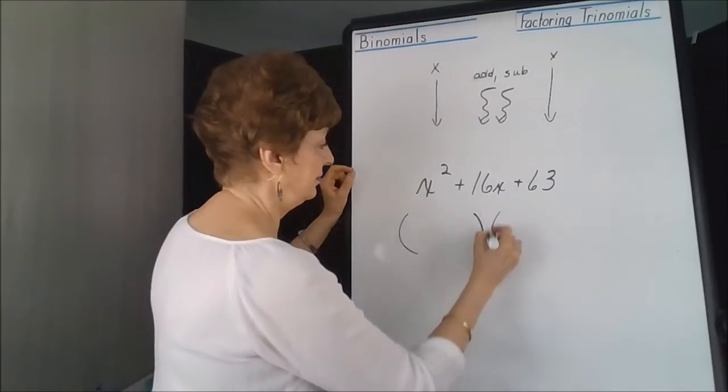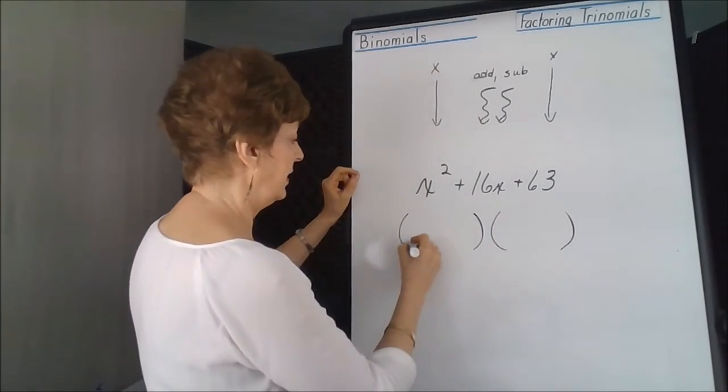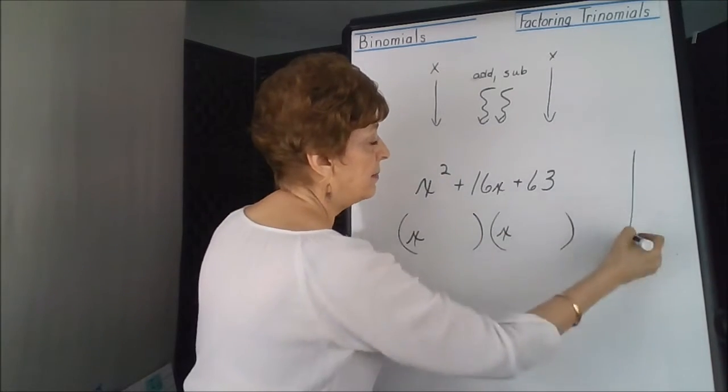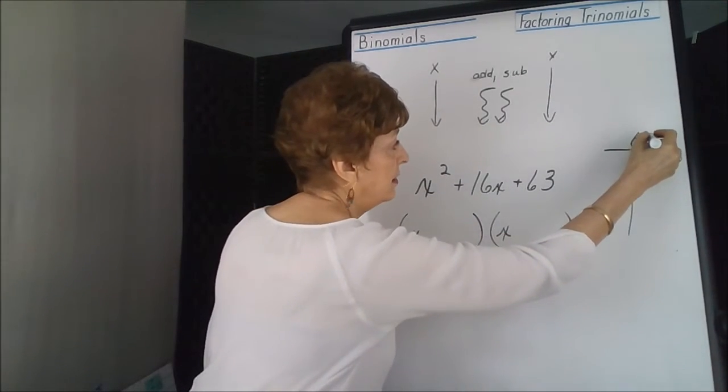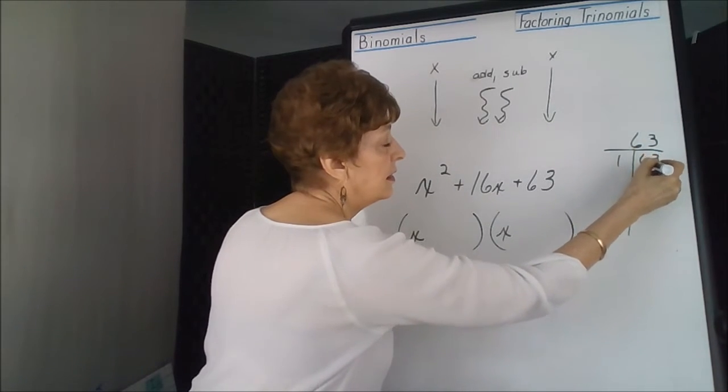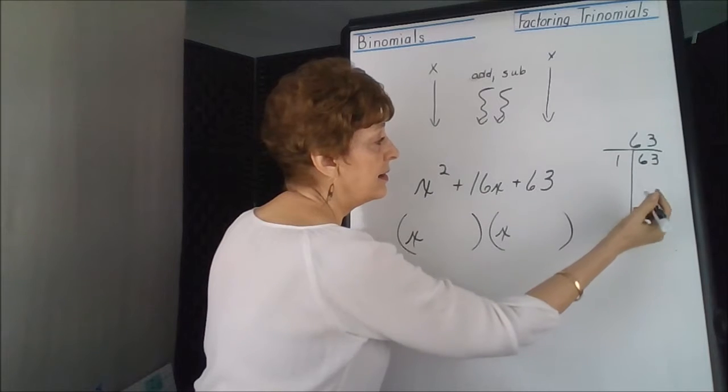Parentheses, x in both first positions. Coming over, making my t-bar for 63. 1 times 63. 2 won't work, it's an odd number.